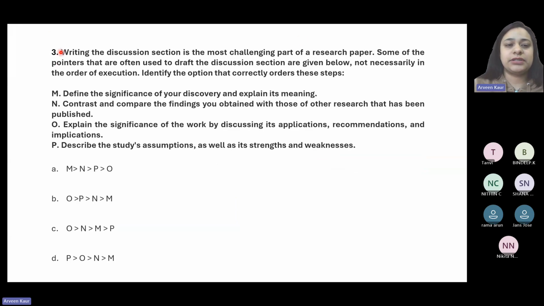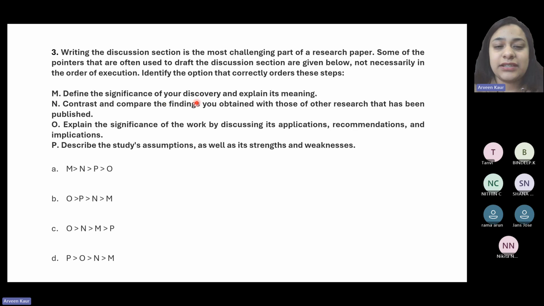Okay. Question number 3. Writing the discussion section is the most challenging part of a research paper. Some of the pointers that are often used to draft the discussion sections are given below, not necessarily in the order of execution. Identify the option that correctly orders these steps. Okay, so these steps are labeled as MNOP.